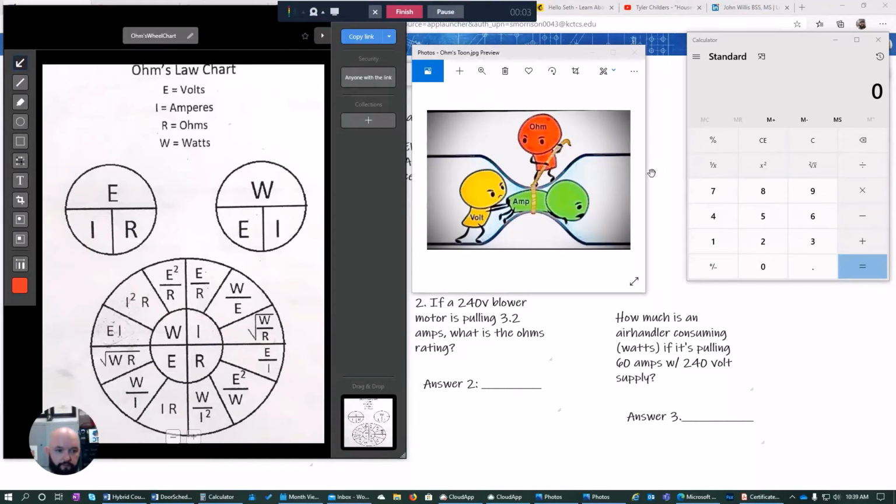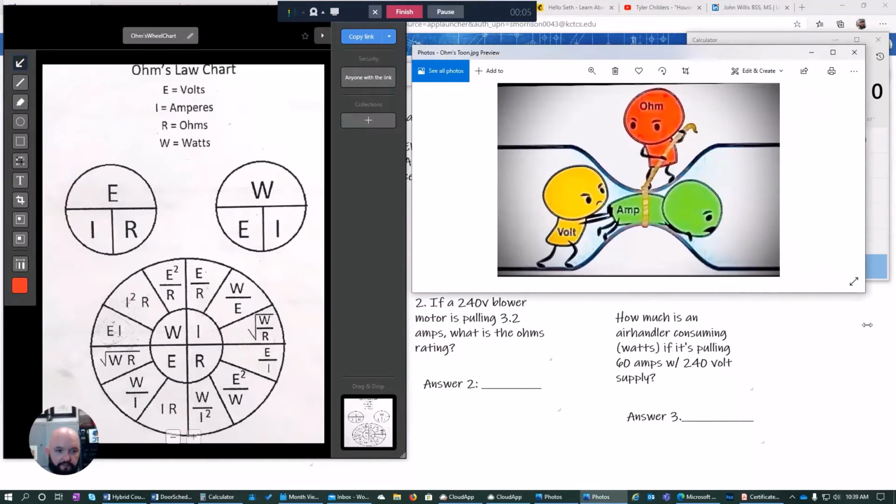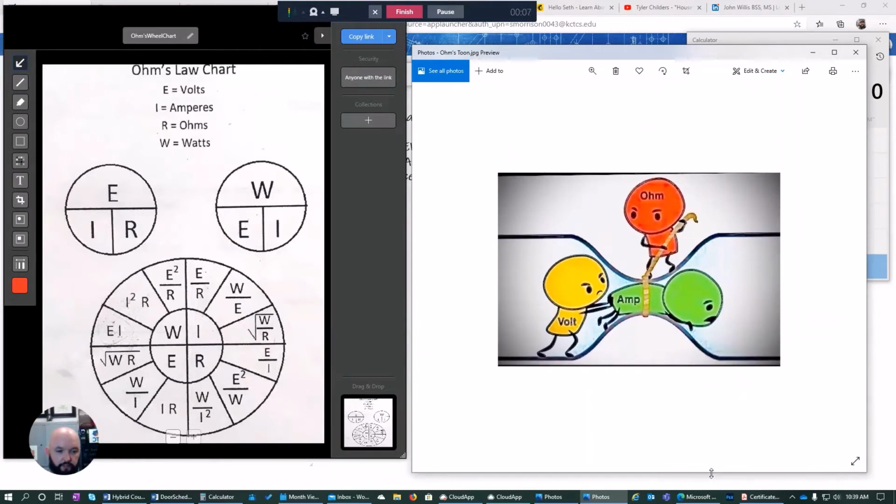I wanted to offer you a little bit of assistance when it comes to doing these Ohm's law problems. We've talked about Ohm's law, but a quick review. Ohm's law is very important because it describes the relationship between the electromotive force and the means by which to move electrons. I like this little cartoon because it illustrates how volts pushes the current.